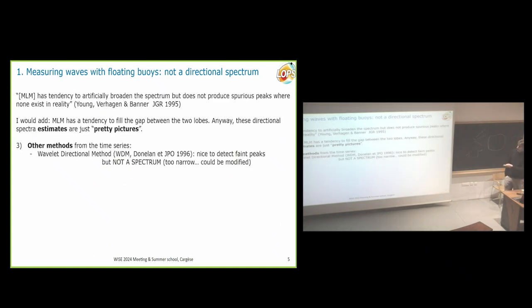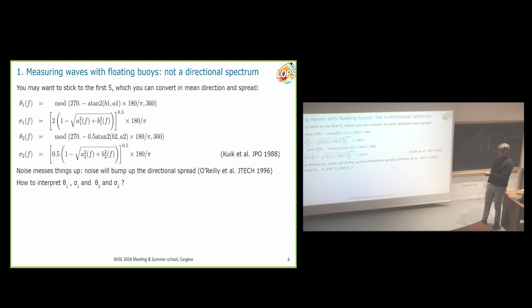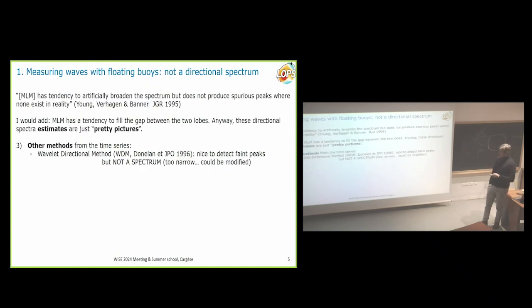So yeah, Ian was arguing that MLM had a tendency to artificially broaden the spectrum, but it does not produce pure peaks. And this is one of the issues with the MEM, is that sometimes, because it's making stuff up, especially when things are noisy, it may have a tendency to give you some funny peaks. But what I would add is, if you actually use MEM, it also has a tendency to fill the gap between the two lobes, and you produce a bimodality, which is really not as strong as what we think it is. And that's one of the problems we have. But anyway, these directional spectra estimates are just pretty pictures. These are not scientific things you should use for science, I think.